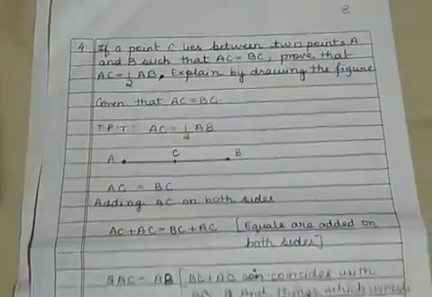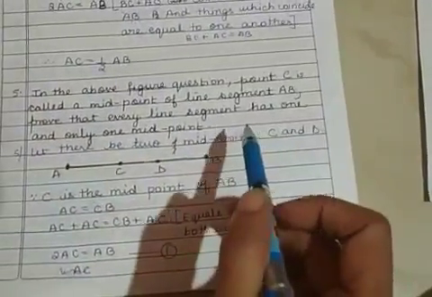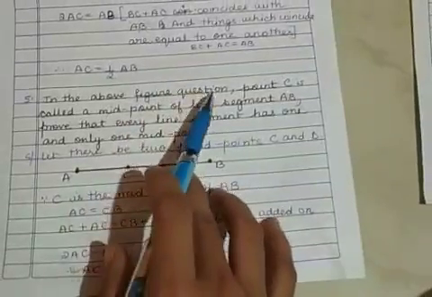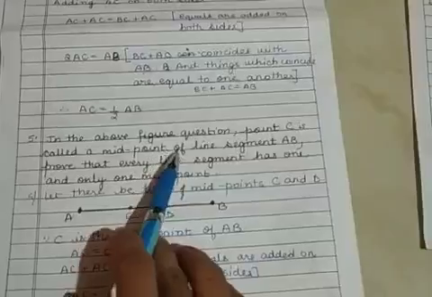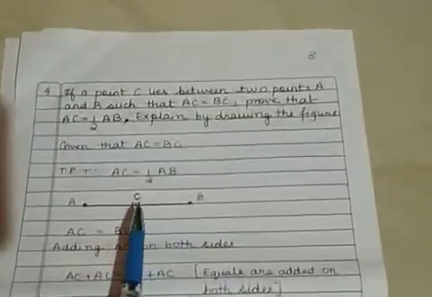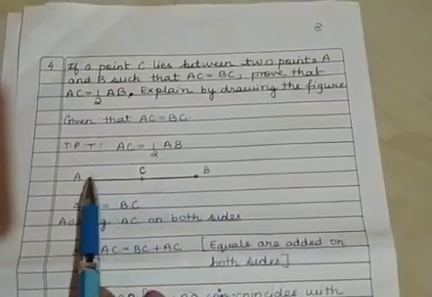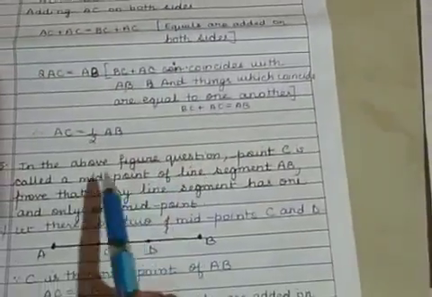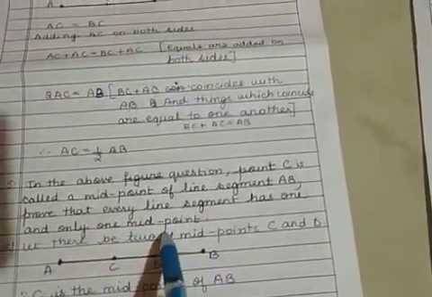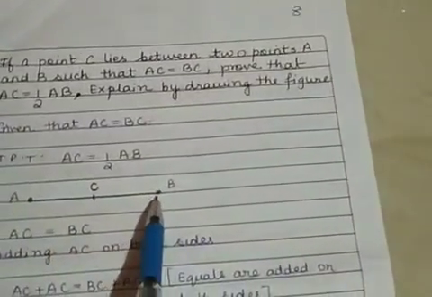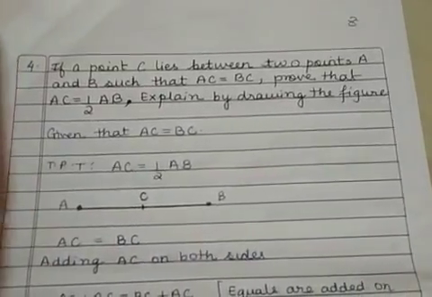Now let us solve another example which is similar to the fourth one. In the above question, point C is called the midpoint of line segment AB. It lies between A and B, so C is called the midpoint of the line segment AB. Now you have to prove that every line segment has one and only one midpoint. So if you have a line segment, you have to show that this line segment will have only one midpoint and not more than that.